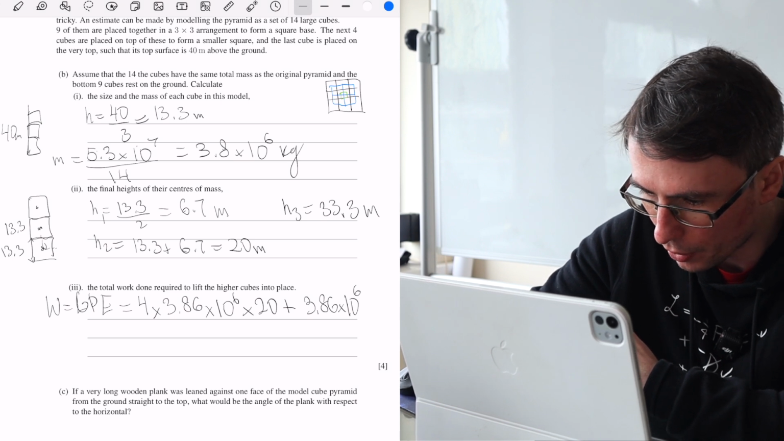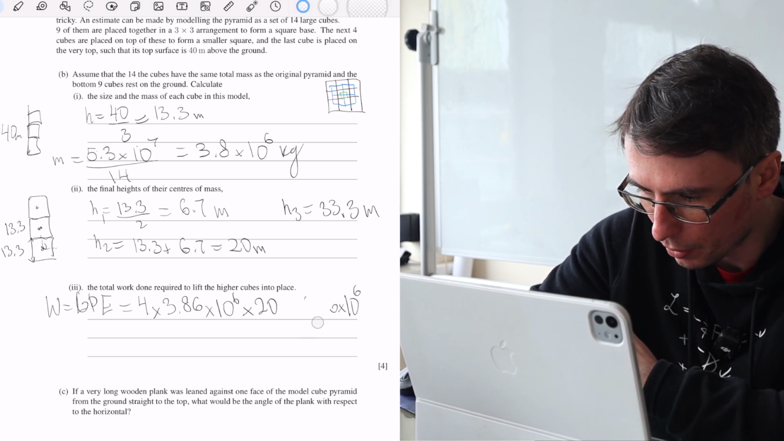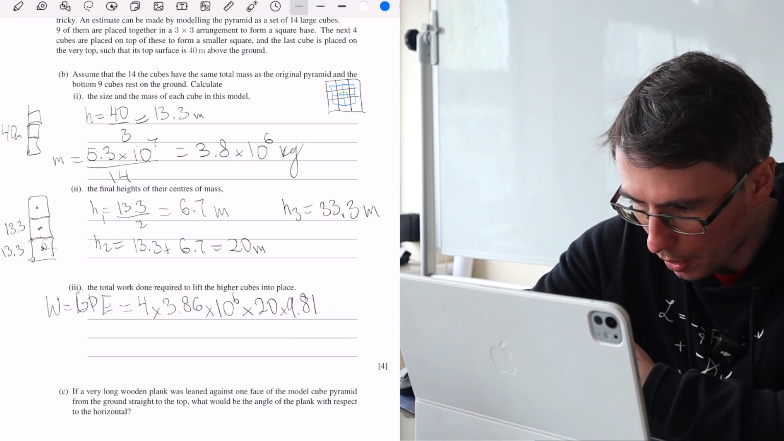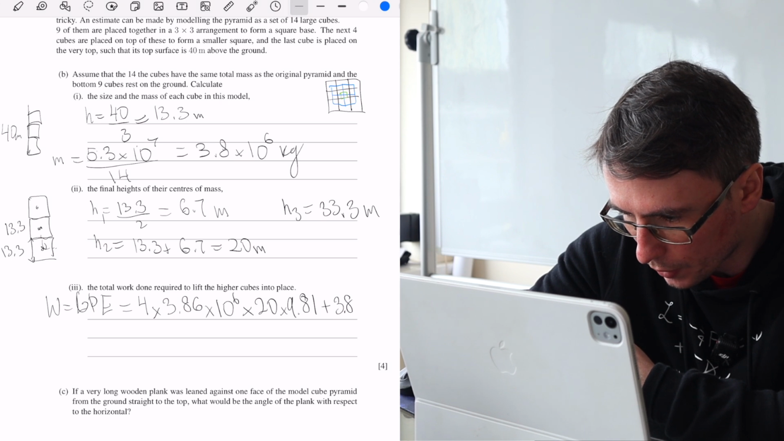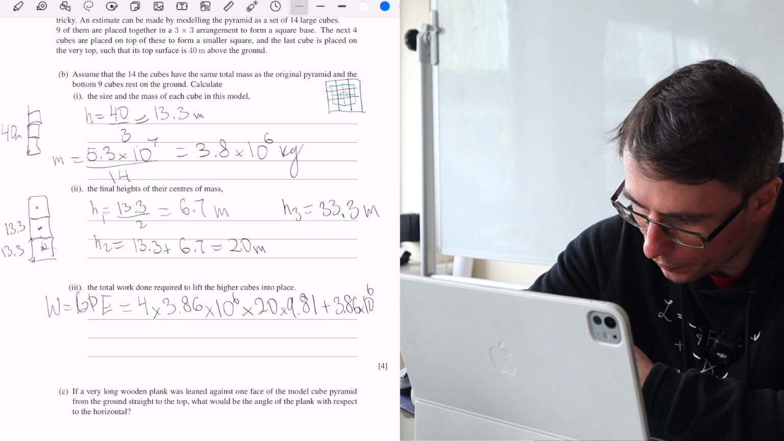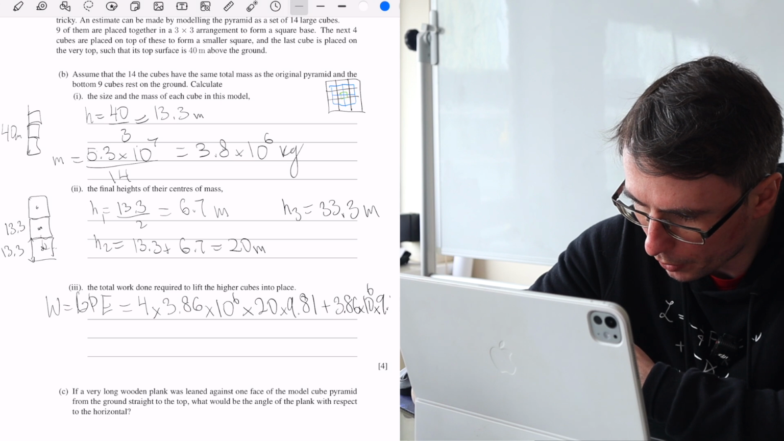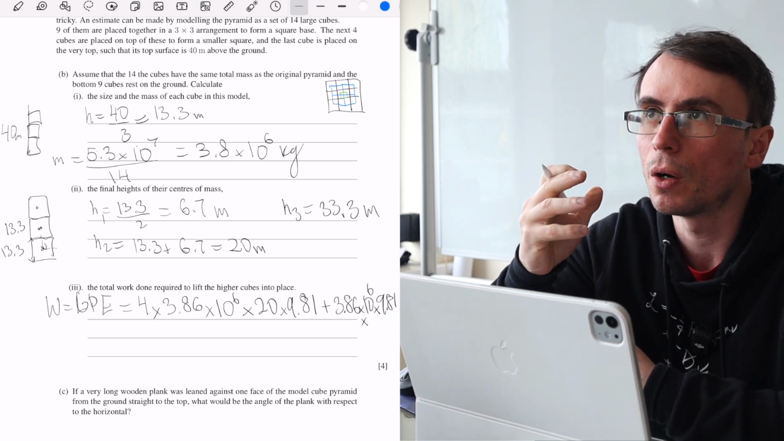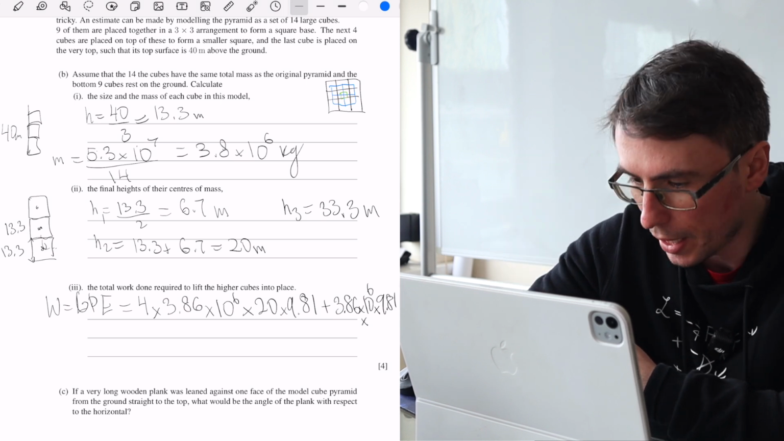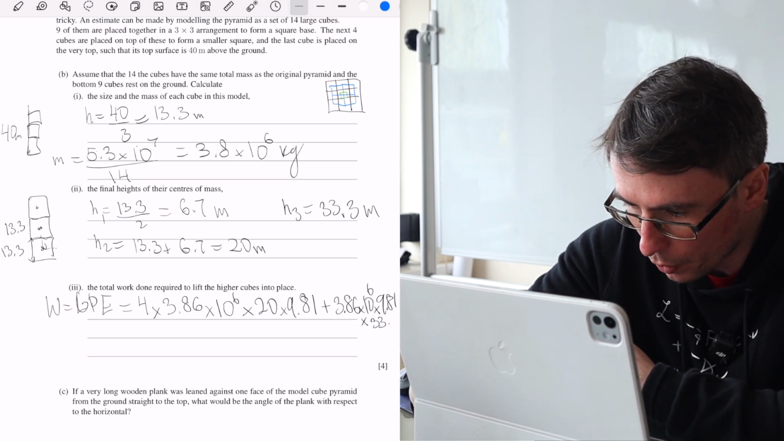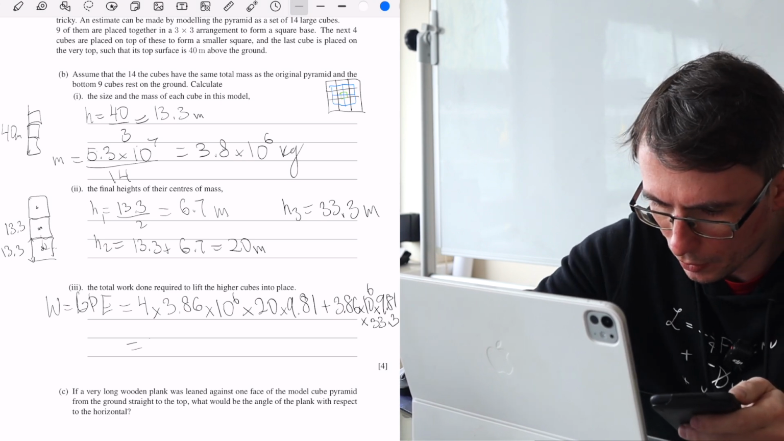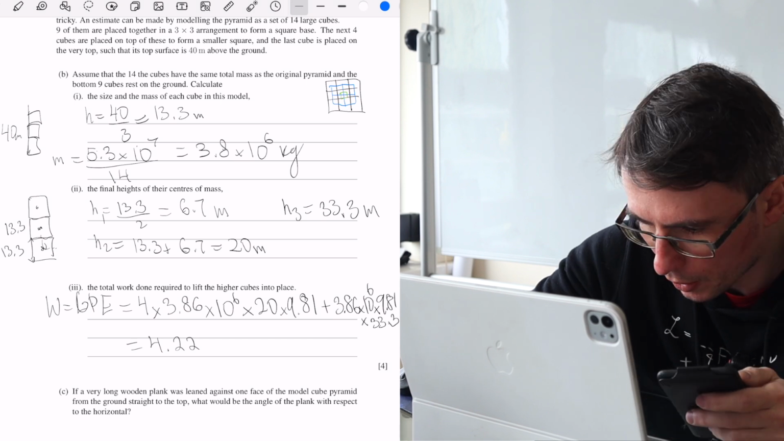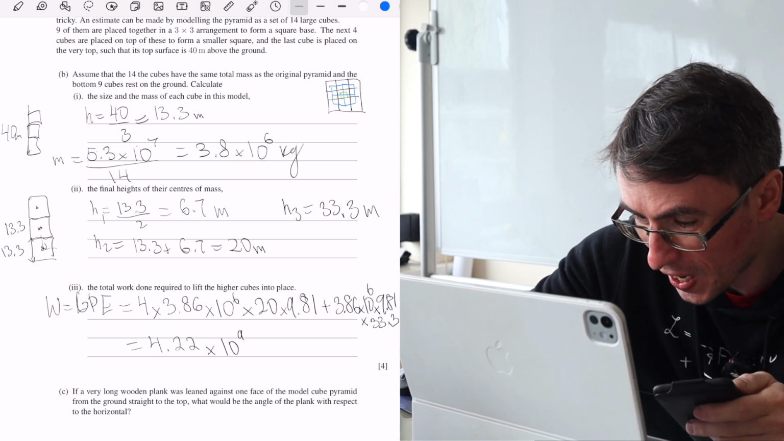Oh, I've missed a factor of 9.8 here. So let me just add that in. Times 9.81, plus 3.86 times 10 to the power of 6 multiplied by 9.81 and then multiplied by the height of the third layer, which is 33.3. And this here is going to give me 4.22 times 10 to the power of 9 joules.